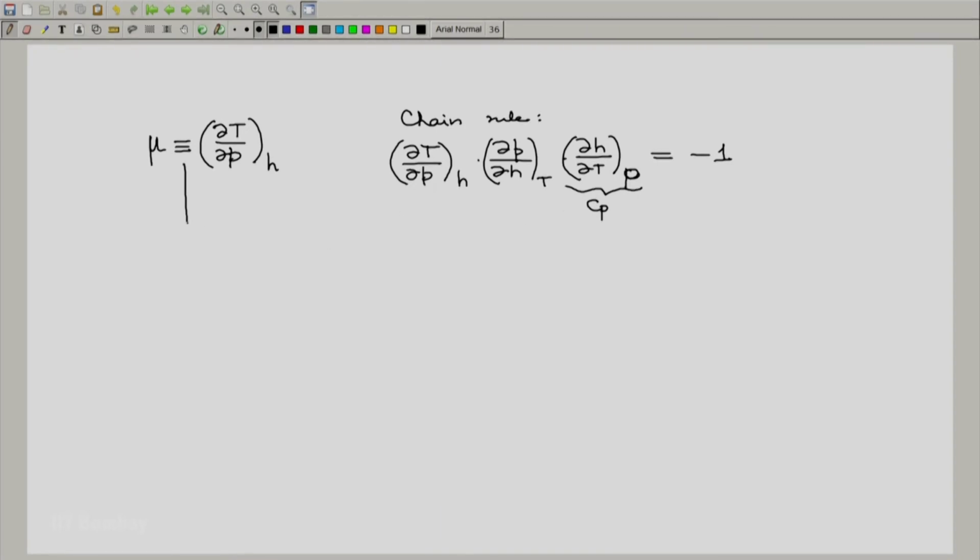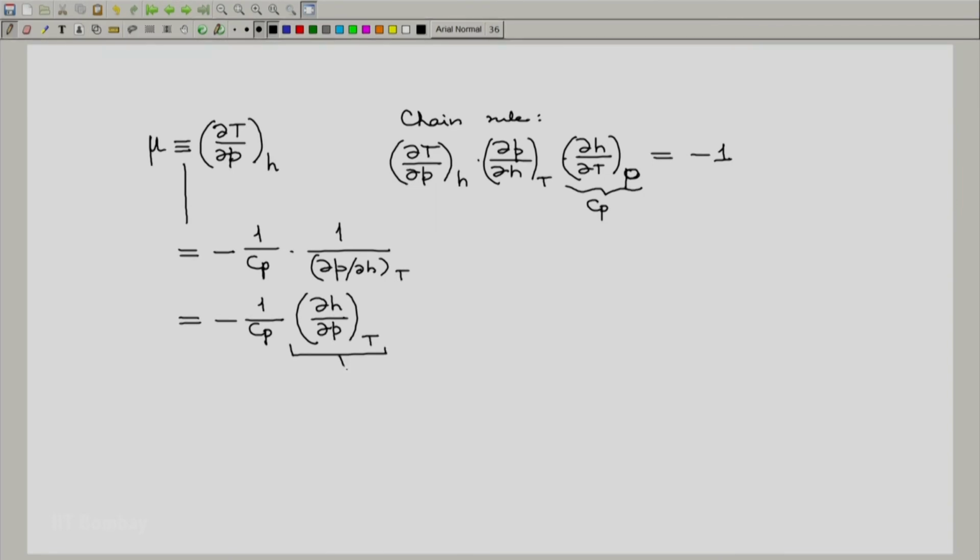So we get dT by dP at constant H is minus 1 over Cp into 1 divided by the partial of P with respect to H at constant T. Using the reciprocity relation, we obtain this equal to 1 divided by Cp times the partial of H with respect to P at constant T, and for this term we have already derived a relation. So use that relation and your derivation would be complete.